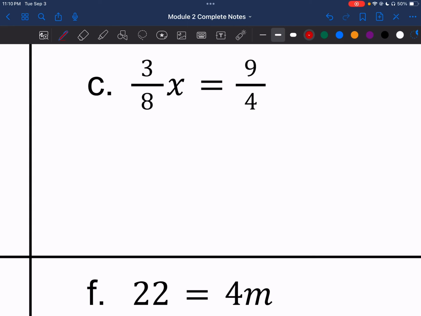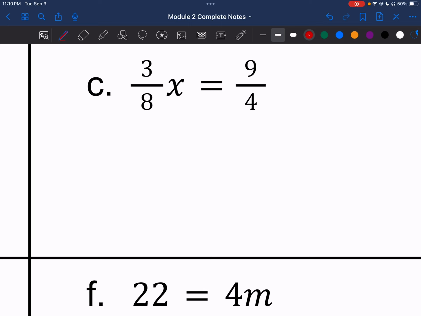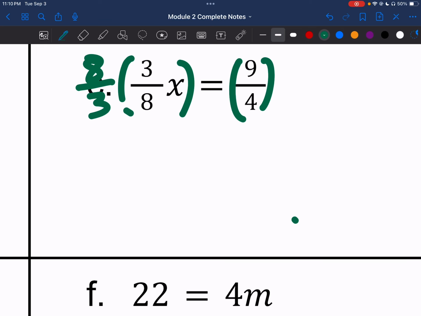All right. Letter C. This one is tricky. It's a little weird at first look. We've got 3/8 x. Well, okay, I could divide by 3/8, but if I think back to 6th and 7th grade math, I know that dividing by a fraction is equivalent to multiplying by its reciprocal. And reciprocal is just flipping the fraction upside down. So we're going to multiply the left side by 8 over 3, and we're going to multiply the right side by 8 over 3. Now, how does this work?